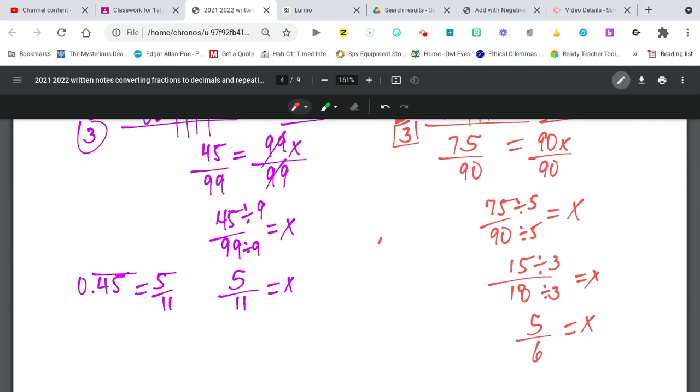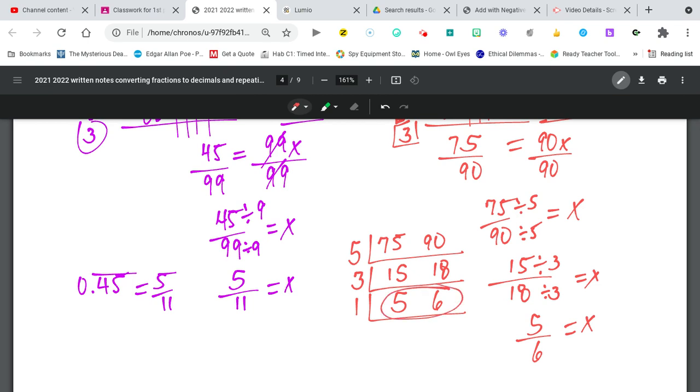Now, if you forget that, guys, you can use the ladder. Like I know 5 will go into both of these. 5 will go into 75 15 times, and 5 will go into 90 18 times. And I do know 3 will go into both of these. 3 will go into 15 5 times, and 3 will go into 18 6 times. And the only thing that goes into both of those is a 1. So basically, when you get to a 1, you just look at these numbers. That's your simplest form. That's 5 over 6. And you don't even have to write that 1. You can say the only thing that will go into 5 and 6 is 1. So 5 6ths must be my fraction in simplest form.